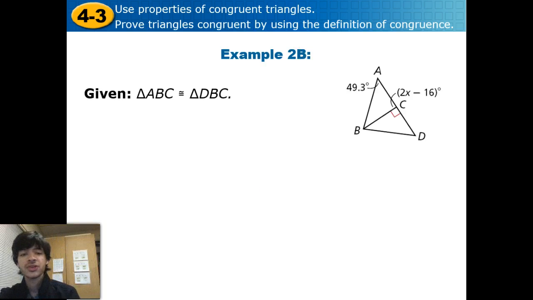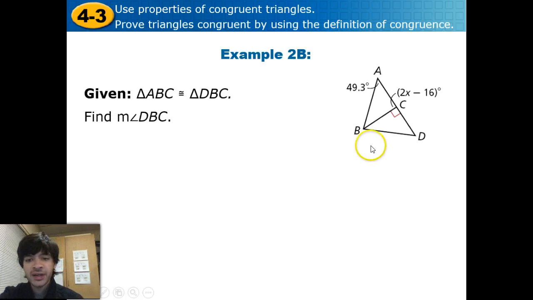So, using the same triangles that are congruent, now we're going to try and find DBC, measure of DBC. Now this is interesting. We're looking at DBC, that's this angle right here. So we're going to take a different approach. On this one, the corresponding angle to DBC is what? ABC.